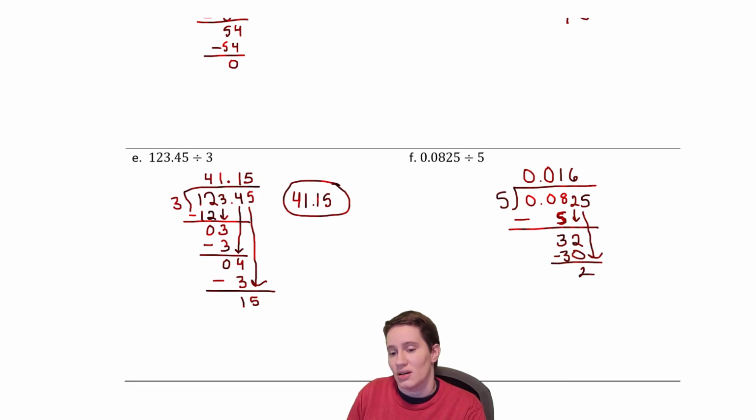And then drop down our next number. How many times does 5 go into 25? It goes in 5 times. So that gives us 0.0165.